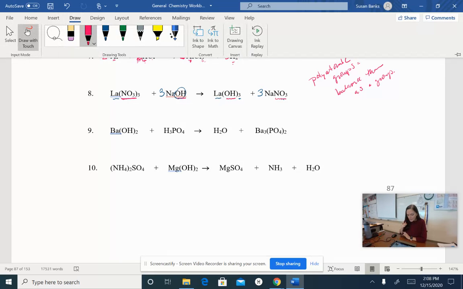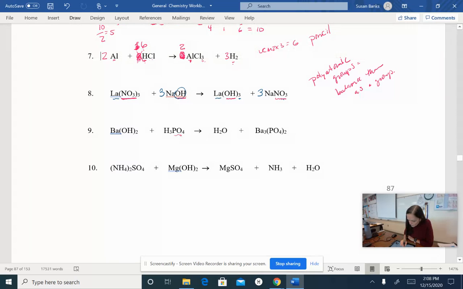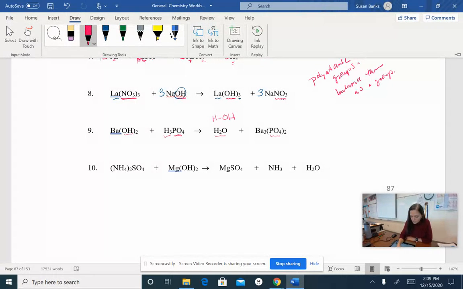So on number 9, we've got some barium hydroxide with some phosphoric acid making us water and barium phosphate. One thing you should notice is, once again, this phosphate group travels as a group, so we are going to balance it as a group. The other thing I want you to notice here is water. When we make water, think of it as H and OH. Notice we have an OH group here and an H group, so those are coming together to make the water. Okay, so there's my pointers before we even start balancing this.